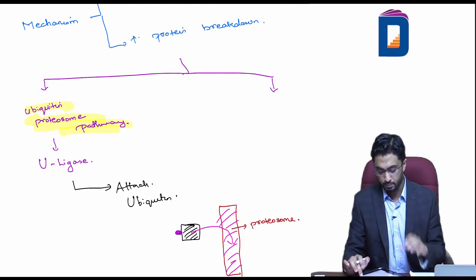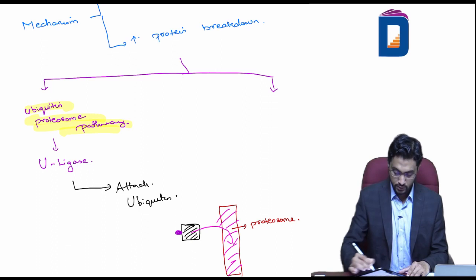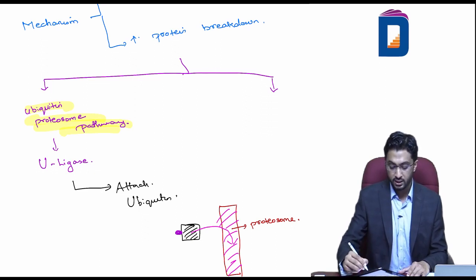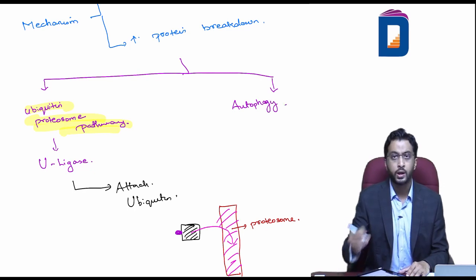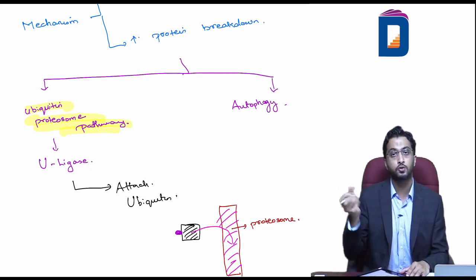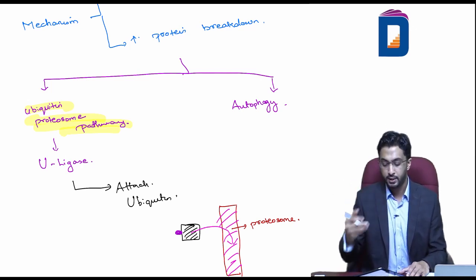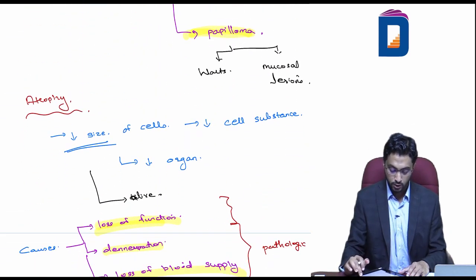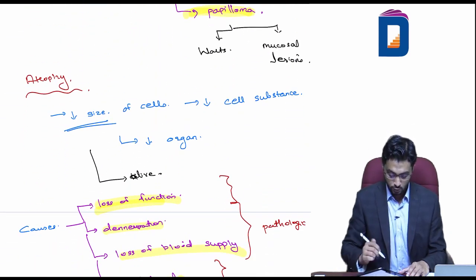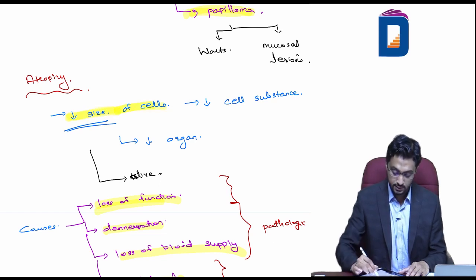Now, another mechanism which causes protein degradation or protein breakdown is autophagy. When the cell is not getting nutrition, the cell eats its own components, which are actually proteins. That is known as autophagy. So these are two mechanisms of atrophy. So the first thing you have to know is decrease in cell size.